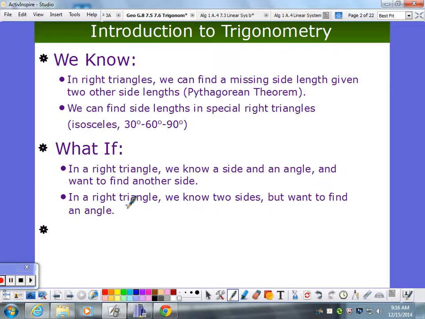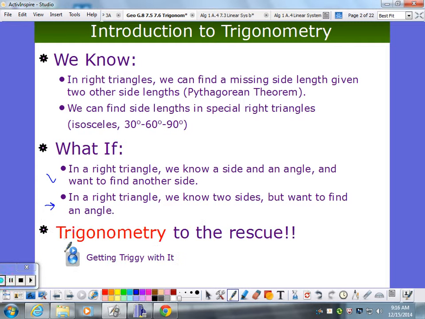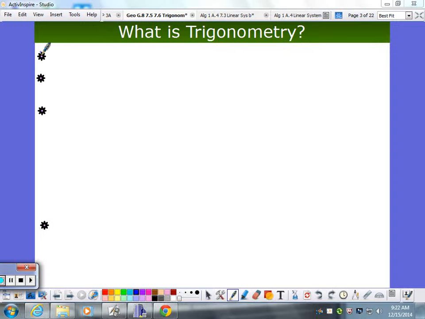But what if you have a right triangle and you know a side and an angle and you want to find another side length? Other things we can do with trigonometry is if you know two sides, but you want to find an angle. Today we're mostly working with this, and next class we'll work with this one. So trigonometry to the rescue. And I do have one of my favorite videos, so let's see if we can pick any of this up.